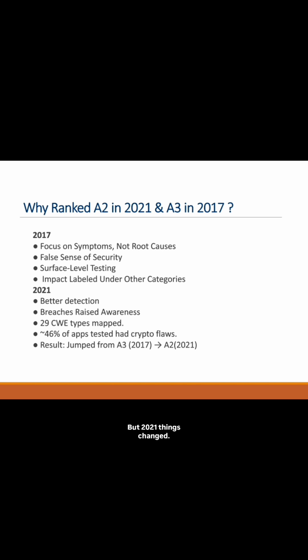But in 2021, things changed. OWASP shifted to root causes like weak algorithms, poor key handling, and missing encryption. And security tools also improved, like detecting TLS issues, weak hashes, and hard coded keys. And testing scope became broader, checking both data at rest and data in transit. And many real breaches like weak password hashing and TLS downgrade attacks raised awareness. Because of these, cryptographic failures moved up to second place in 2021.